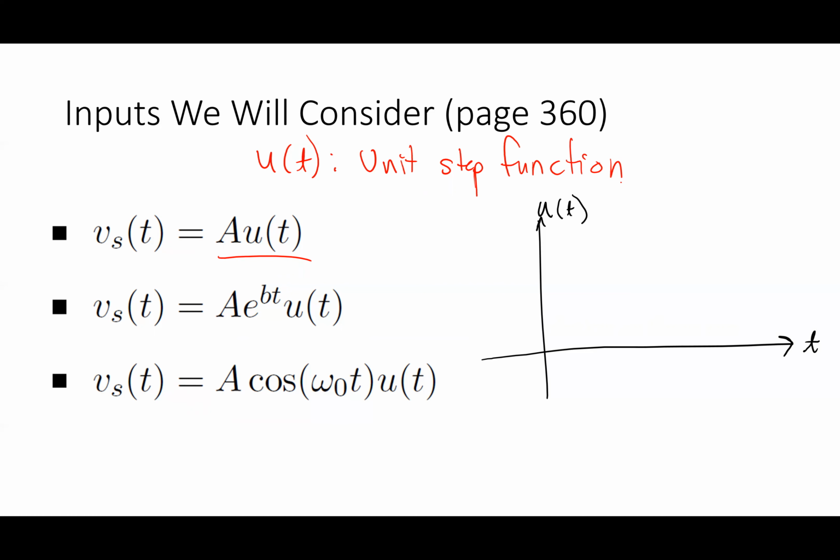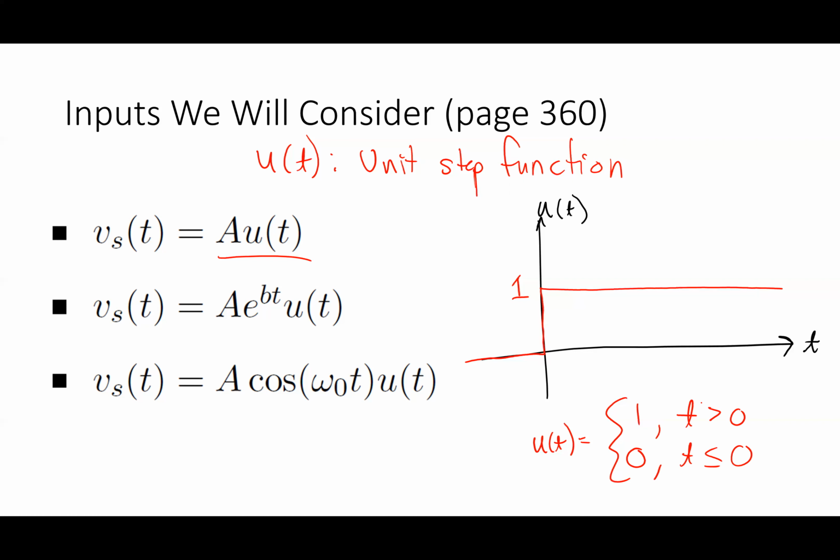Constant value beginning where? At t equal to 0. So it would basically be 0 before t equal to 0 and then jump up. So I said u of t is equal to 1 for t greater than 0 and 0 for t less than or equal to 0. I could probably put my equal to piece in either one of these. It's a little bit unclear exactly what's happening at t equal to 0. I'm not going to get too hung up on that.